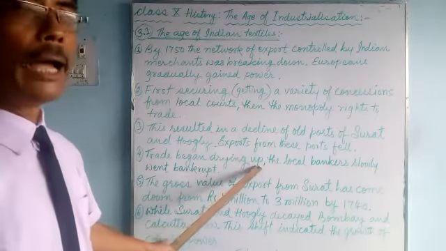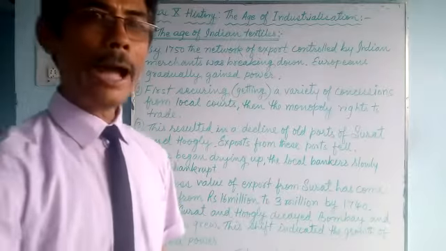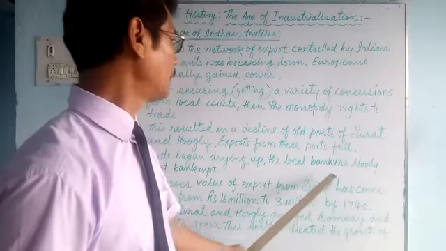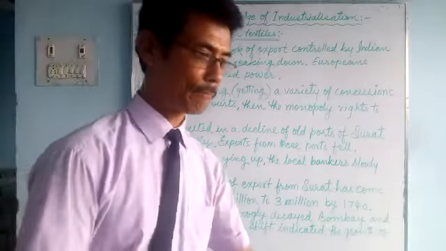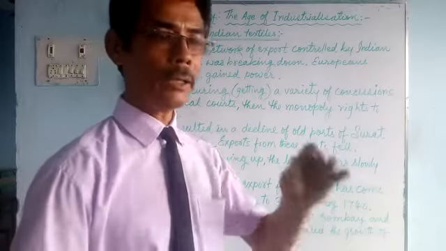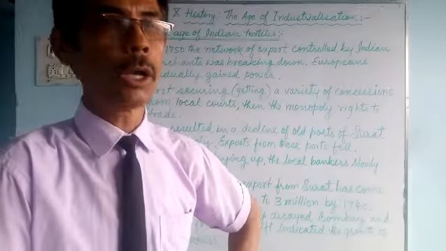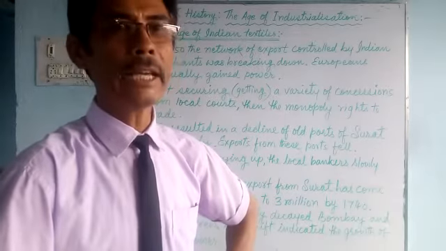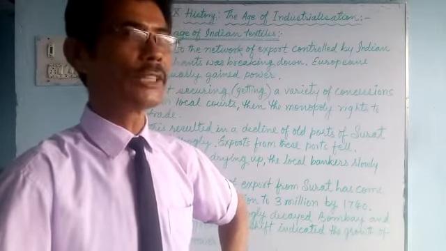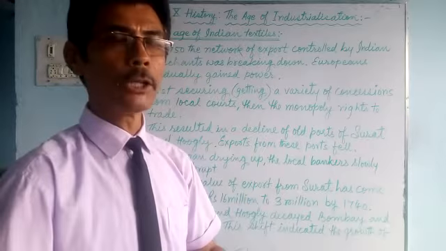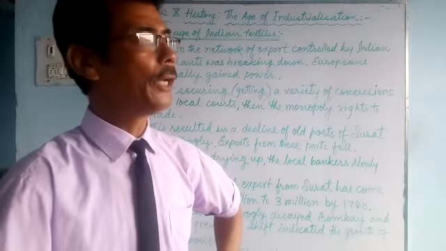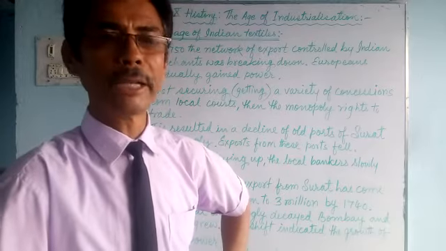Trade began drying up, and the local bankers who had given money to the traders to trade slowly went bankrupt. We have learned in our previous class that the banker used to go along with the traders to provide money in foreign countries, and even local bankers provided money to the merchants to purchase goods, and later on they would repay the loan along with the interest.